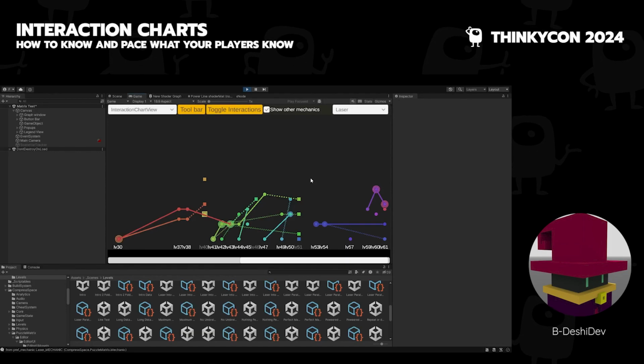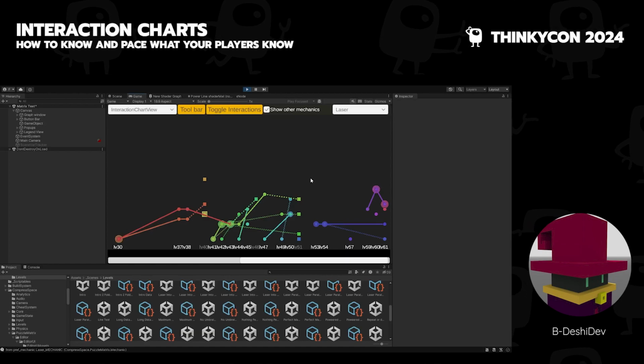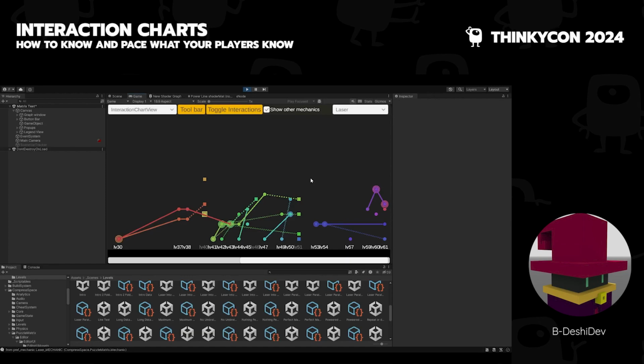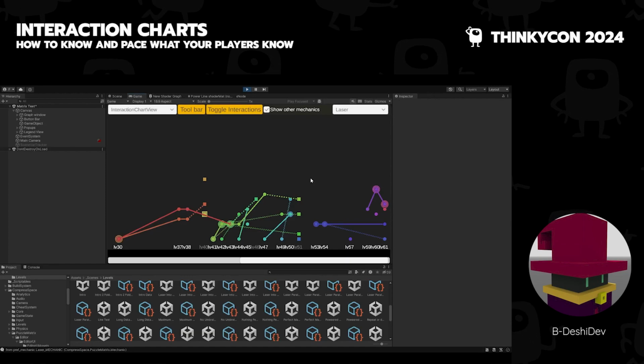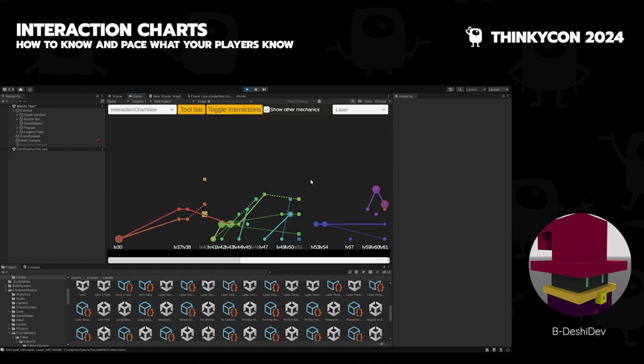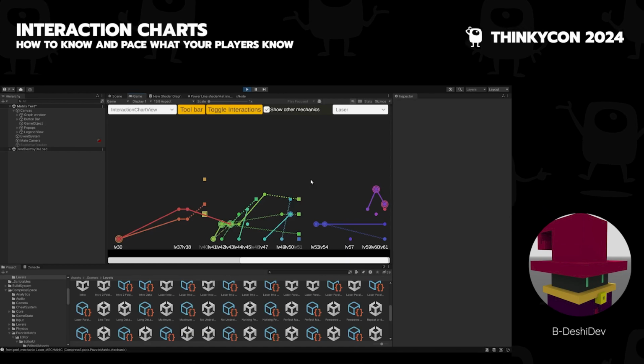So with this, we can see which other mechanic a given mechanic or interaction tends to appear with across your level sequence. However, as you can see, it's quite visually messy and hard to understand. There is actually a better chart format for tracking this specifically, which I will get to a bit later in the talk.